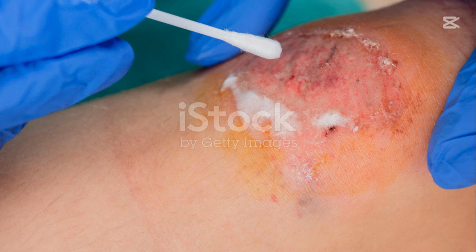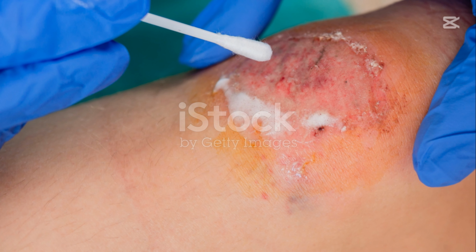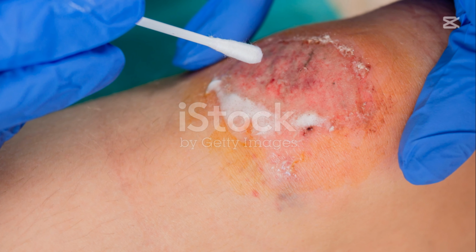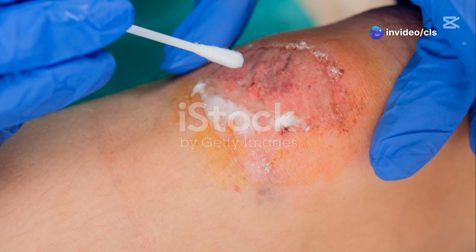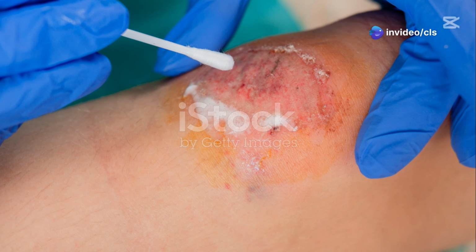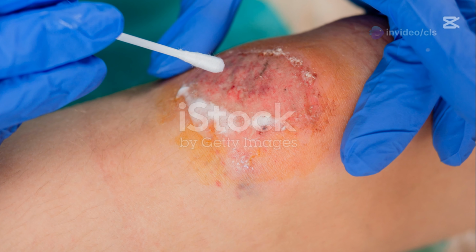For mild cases, topical antibiotics, applied directly to the sores, may be sufficient. These creams or ointments work by killing the bacteria on the surface of the skin, helping to clear up the infection and reduce symptoms like itching and pain.